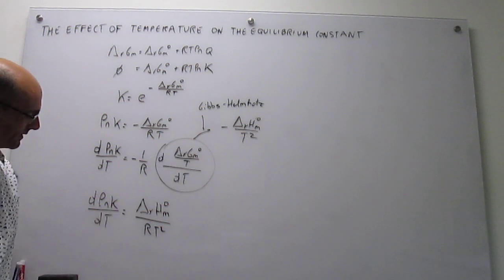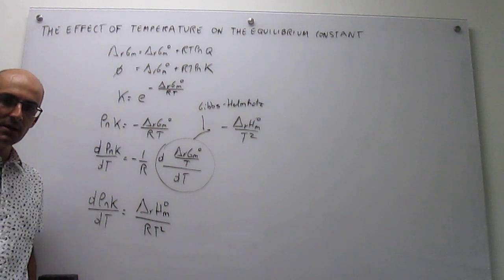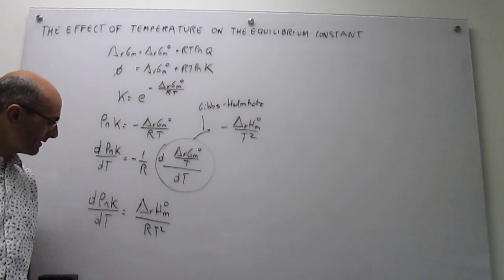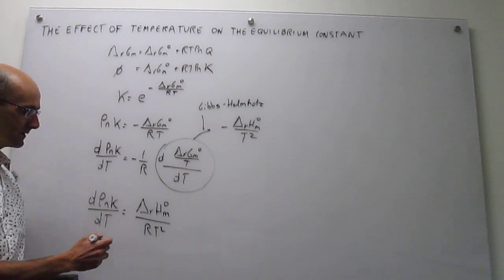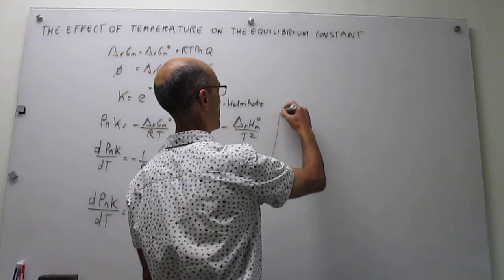Okay, so that looks like a much simpler expression, and of course to find an explicit dependence of the equilibrium constant on temperature, we just simply have to integrate this. Okay, so let's see if we can then do that.